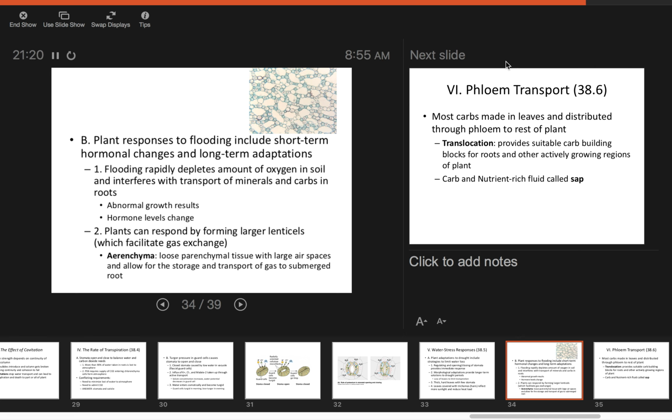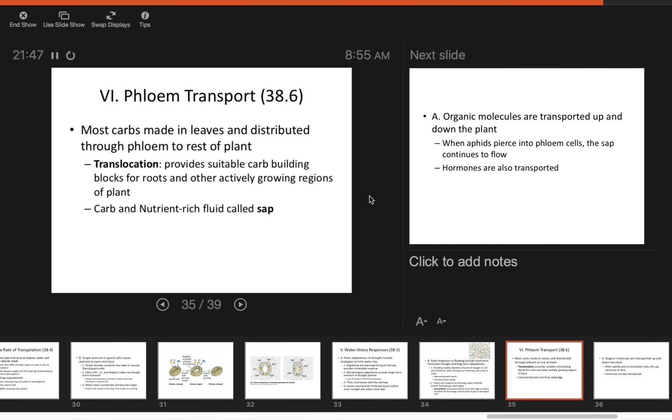So flooding rapidly depletes the amount of oxygen in soil and interferes with the transport of minerals and carbs in the roots, so you get some abnormal growth results, and hormone levels do change. So then what they'll do is maybe respond by forming larger lenticels, basically to help facilitate gas exchange. We call this aerenchyma, loose parenchyma tissue with large air spaces that store and transport gas when the root is submerged. Okay, the last thing I want to talk about is sugar transport, the phloem.